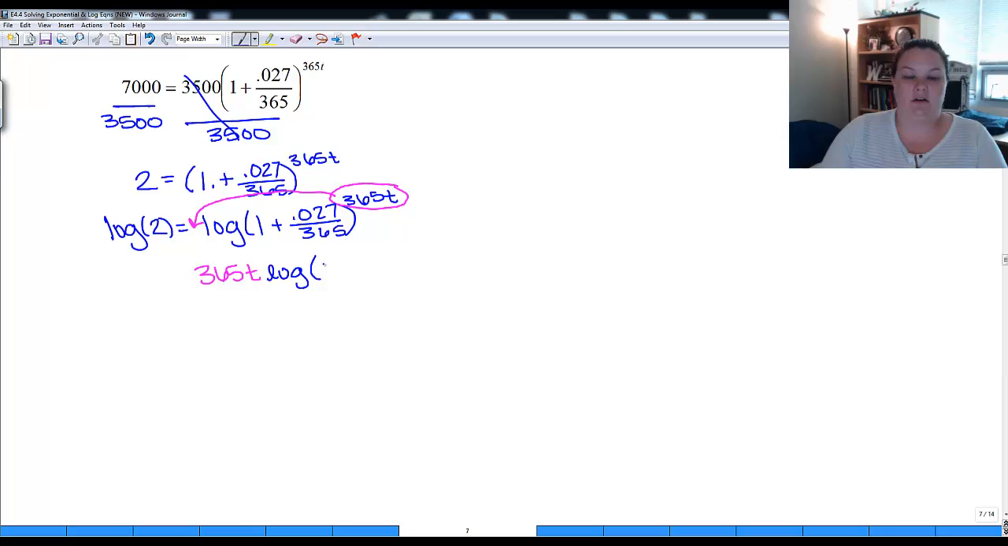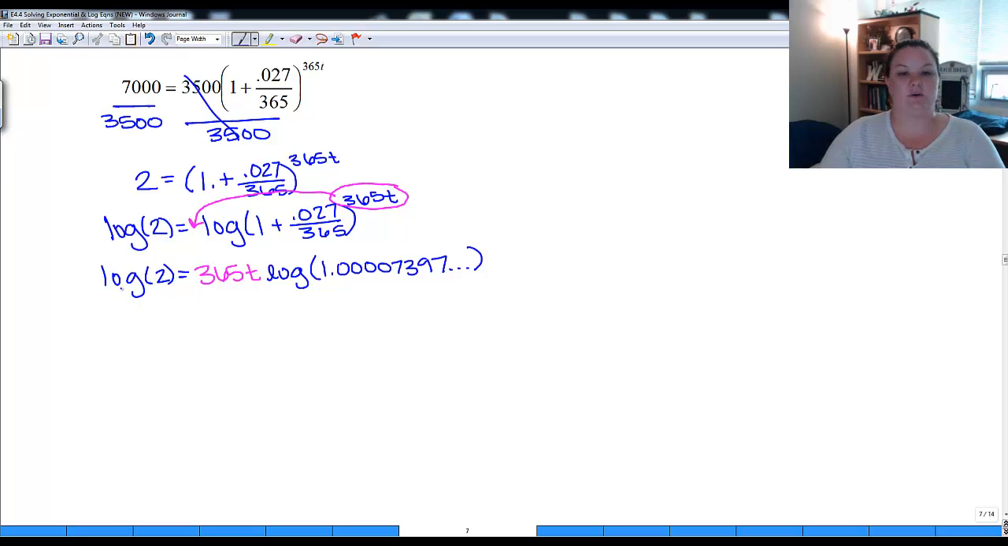Log of, and I'm going to go ahead and calculate this in my calculator. I think, again, if you know how to use the memory button on your calculator, that would be a good method to use so that you keep as many decimal places as possible. So if I do 0.027 divided by 365 and then add 1 to it, I'm looking at 1.00007397 and some more stuff is equal to log 2.